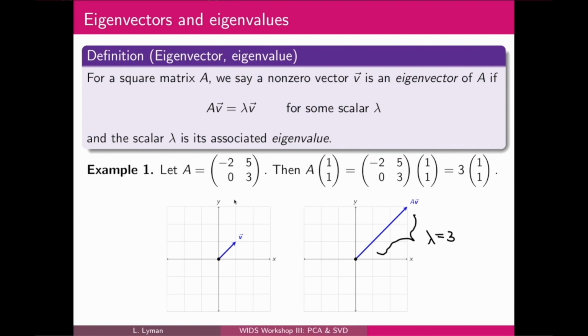For instance, take the 2 by 2 matrix displayed here, which we will call A. We can verify that A times the vector (1, 1) simply equals 3 times (1, 1). This means that (1, 1) is an eigenvector for A with an eigenvalue lambda equal to 3. And exactly as we see here in the two graphs, lambda is the factor by which the eigenvector was stretched.